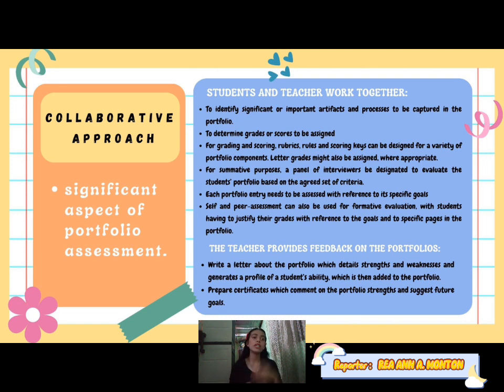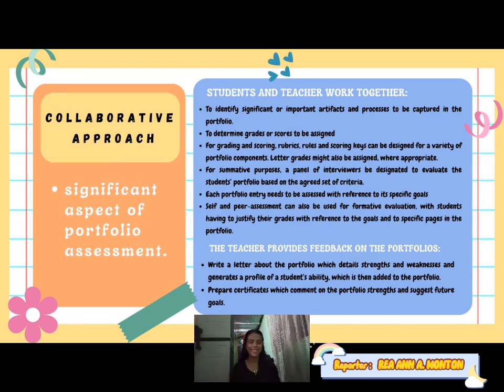You are reflecting in this portfolio. You are reflecting the things that you have done throughout the semester, diba? So the students and teacher must work together in order to achieve this particular thing. And also, the teacher provides feedback on the portfolios. Di ba? Ako nabantayan sa katong ipahimang portfolio is that kana na siya mga feedbacks.